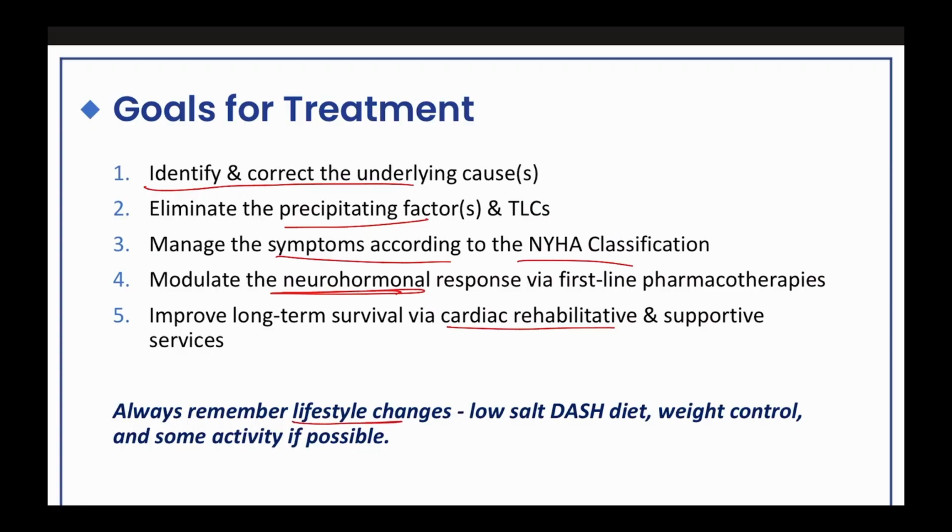Always remember lifestyle changes: low salt DASH diet, weight control, some activity if possible. You have to always deal with lifestyle modification with your patients. Always bring it up. Walk until they get tired. Low salt DASH diet. Next time you're in Publix, go down the seasoning aisle. You'll see all these Mrs. Dash spices. None of them have salt. So it helps with these patients, they don't go into fluid overload with the excess salt.